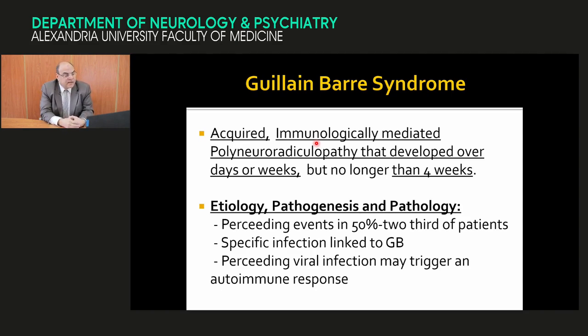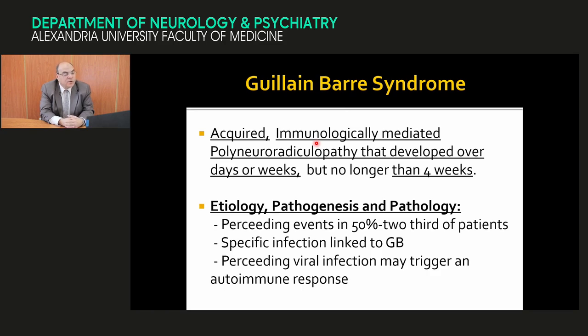So in the majority of the cases, in 50% to 2/3 of the cases, there is a history of preceding infection, which occurs usually 1 to 4 weeks before the onset of the paralysis. The preceding infection will be in the form of gastroenteritis or upper respiratory tract infection. There are certain organisms linked to the pathogenesis of Guillain-Barré syndrome, like Campylobacter jejuni, Mycoplasma pneumoniae, infectious mononucleosis. The preceding infection triggers immune mechanisms that lead to the formation of antibodies that react with the peripheral nerves. This is what we mean by acquired immunologically mediated polyradiculoneuropathy.